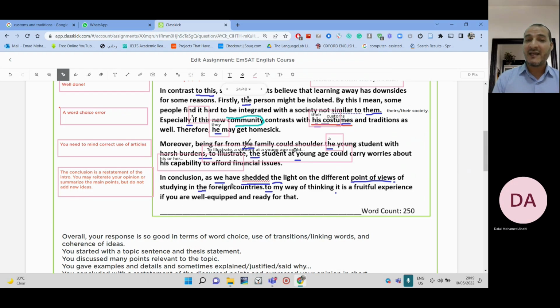In conclusion, comma, as we have shed light, why do you still use we? Please, as I have, I'm glorifying myself. I like it. I like people who like themselves.